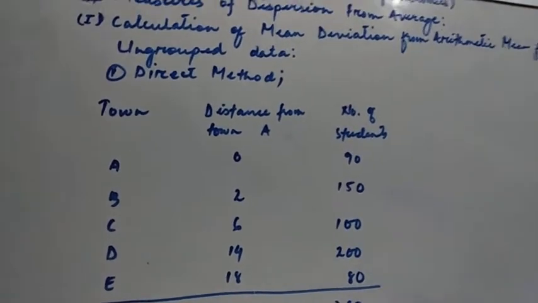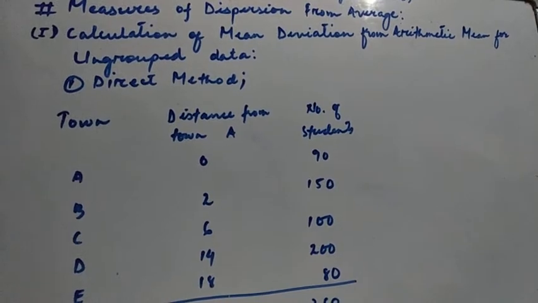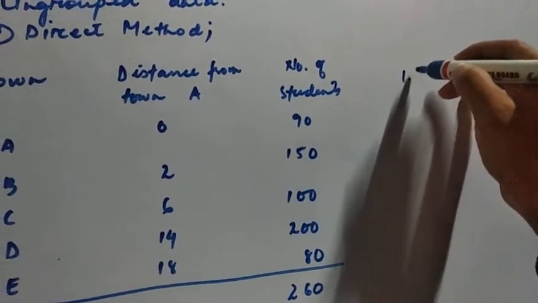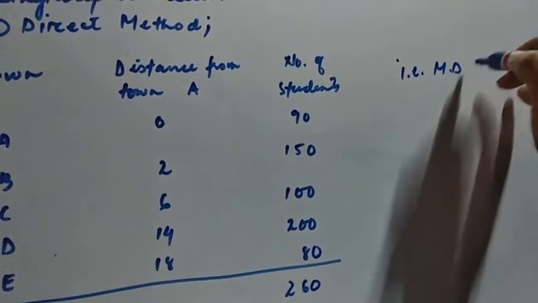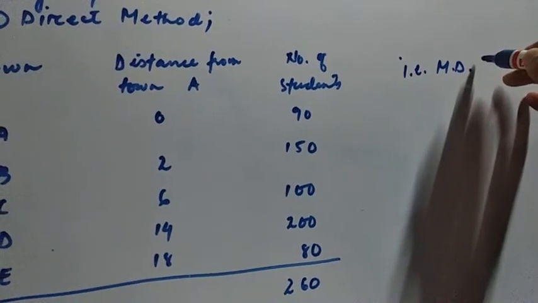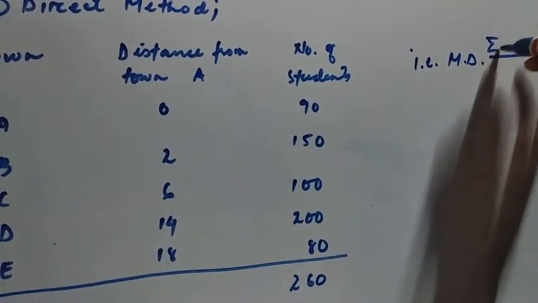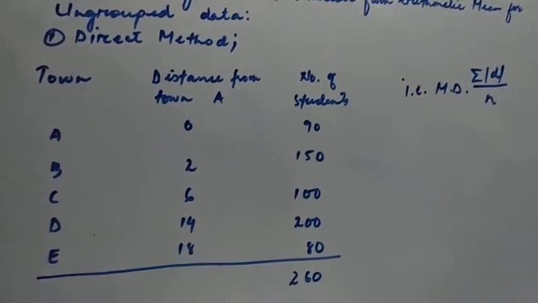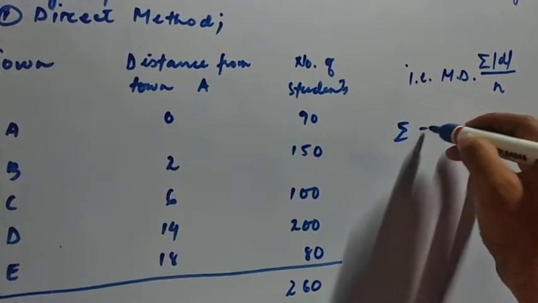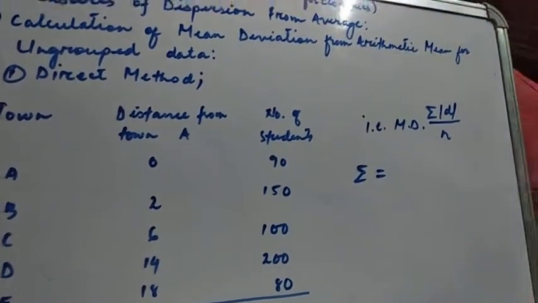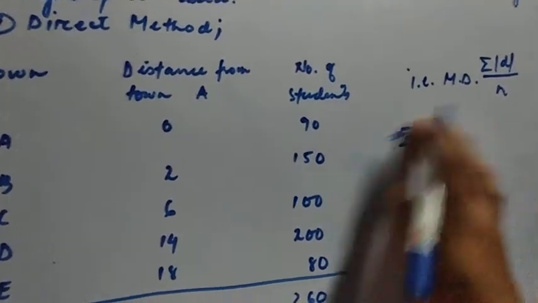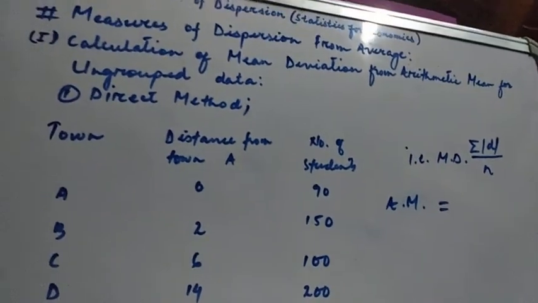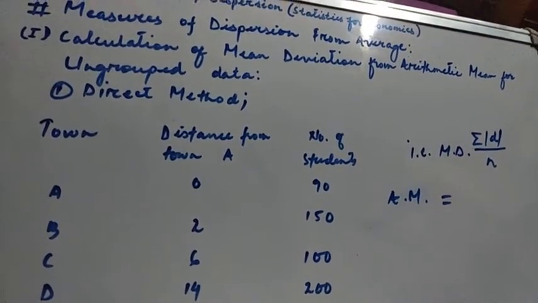For mean deviation from arithmetic mean for ungrouped data, the formula is given here. We can calculate this mean deviation from arithmetic mean by summation of d divided by n. First, you find out the arithmetic mean, that is the first step. And secondly, you find out d.